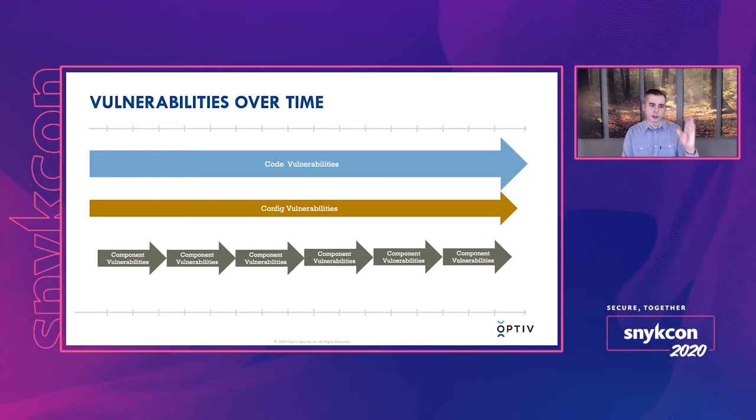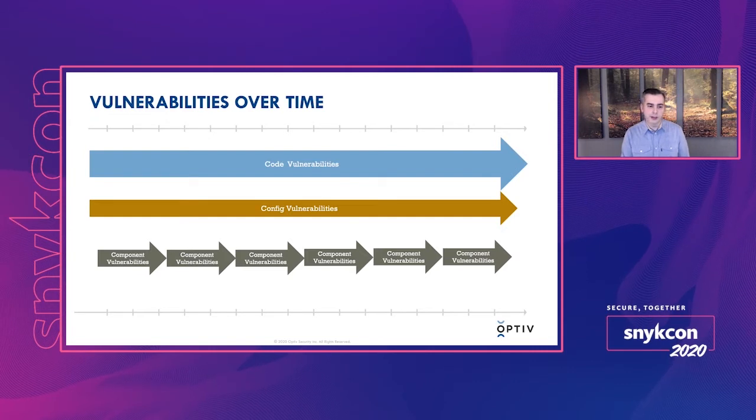But vulnerabilities over time, if you shipped an application and let's just pretend it doesn't change, well, there shouldn't be new vulnerabilities introduced by the code or config unless a new attack technique comes out or something else where, hey, someone's discovered a new way to exploit that particular language or framework. But generally speaking, code and config vulnerabilities, if you're not changing the code or config, you wouldn't expect new ones to just show up out of nowhere.